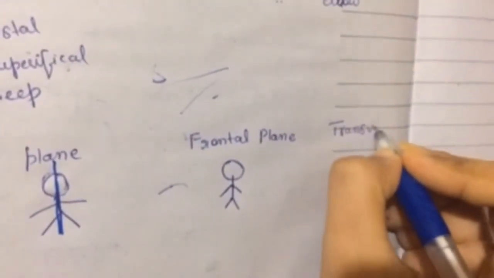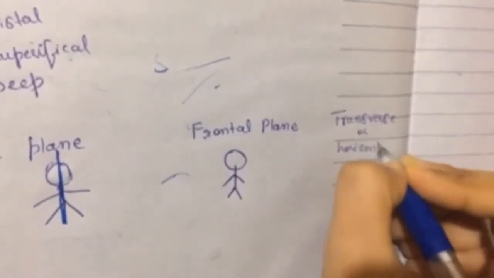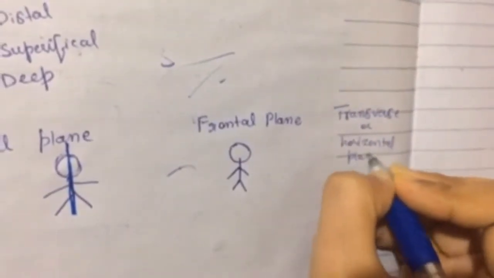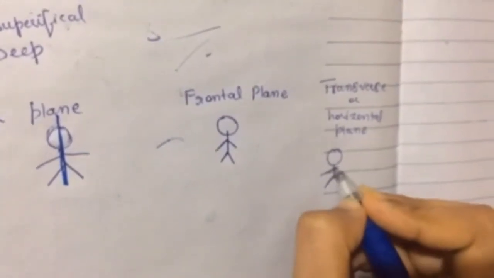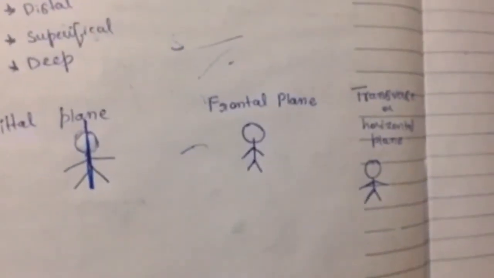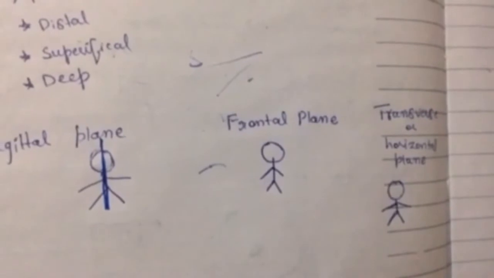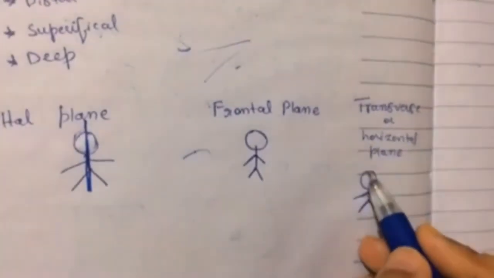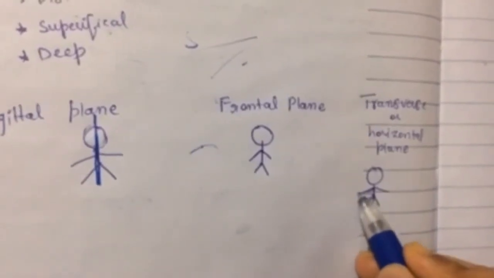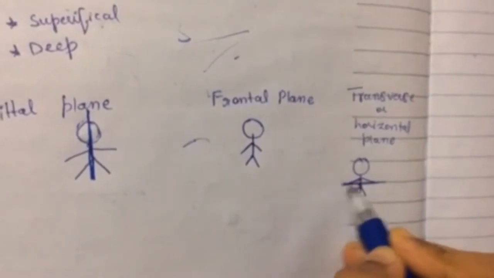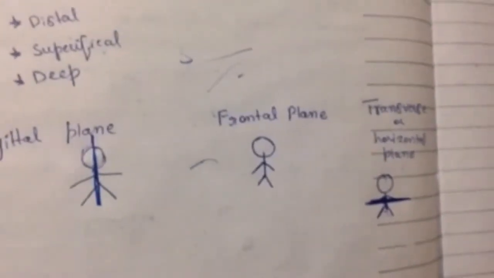Next is the transverse plane, or horizontal plane. The transverse or horizontal plane separates the body into top and bottom. If this is a person, and we divide them into upper and lower halves, both sides have equal mass, and we divide from the middle. This is called the transverse or horizontal plane.